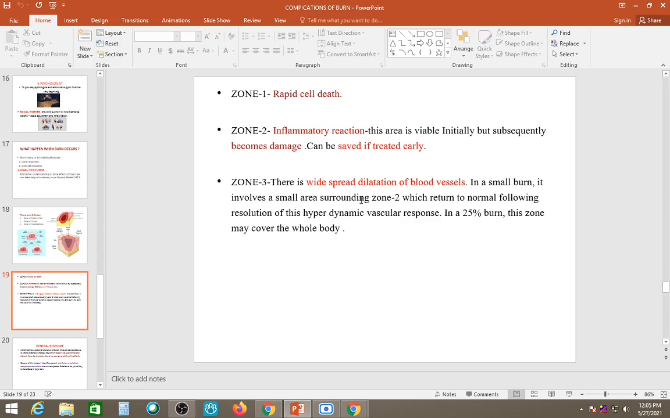Zone 3, widespread dilatation of blood vessels. That's why, first of all, we need to transfuse crystalloid, then colloid, then blood, systematically. Then how much fluid we want to give, there is a formula and categories for that. If we infuse that way, it will better save the patient's life. That's why everything you have to follow. If a scenario is given, you have to follow it. If no scenario is given, then you have to write it in this way.